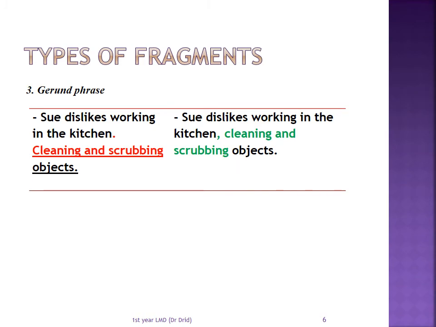The third type of fragments is the gerund phrase, the V-ING phrase. For example, Sue dislikes working in the kitchen. Cleaning and scrubbing objects. Here, this cannot stand by itself. It should be attached to the previous part of the sentence. We drop the full stop and the capital letter. We say, Sue dislikes working in the kitchen, cleaning and scrubbing objects. A gerund phrase is a phrase which starts with a gerund.